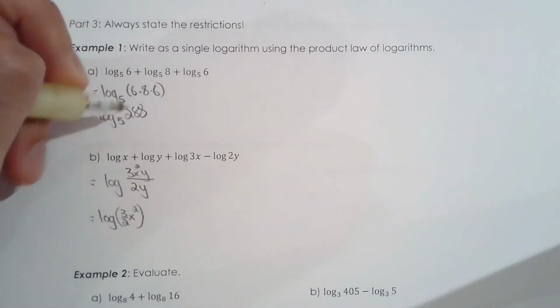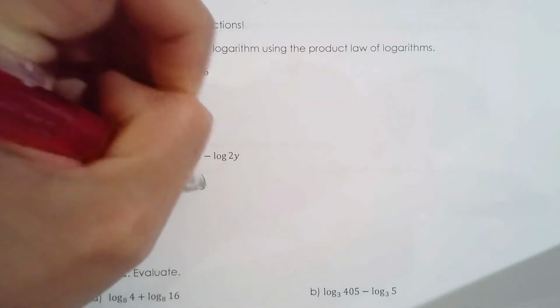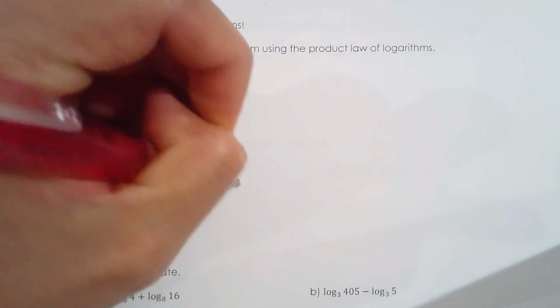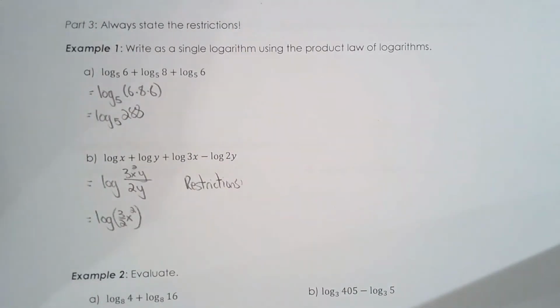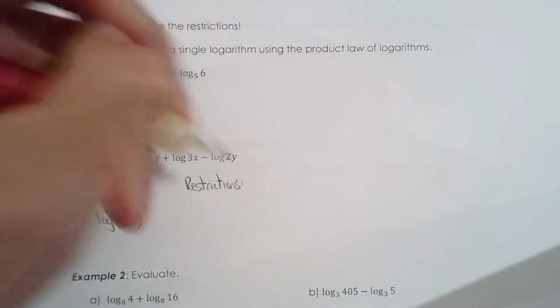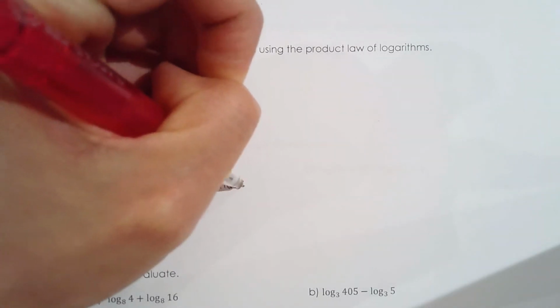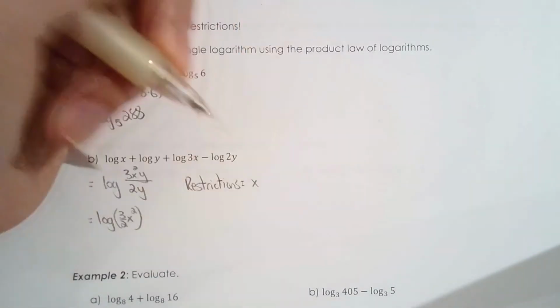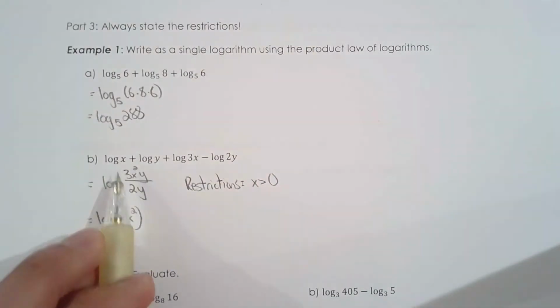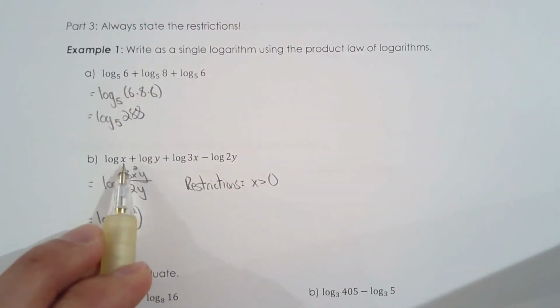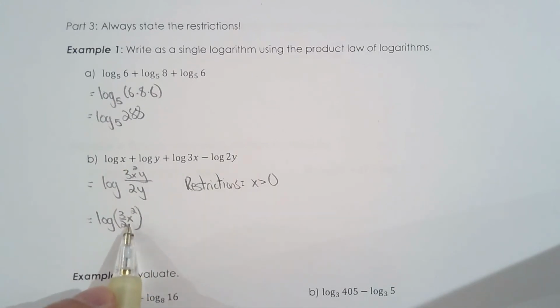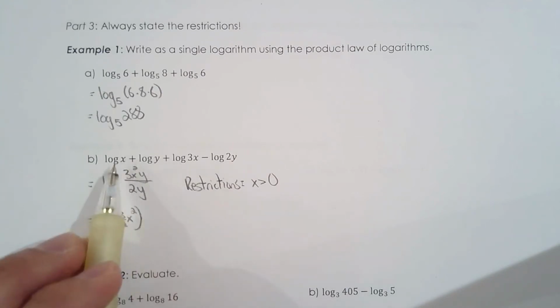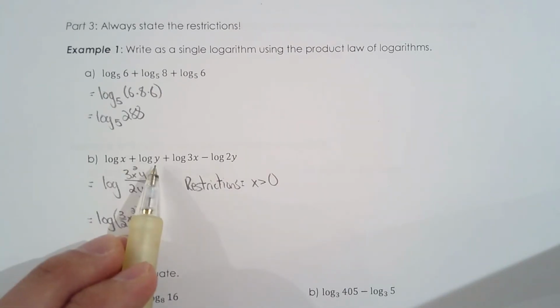Okay, so state restrictions. Because x cannot be anything you want. This logarithmic expression only makes sense if x is greater than 0. Okay, so from here, if you look down here, you can say x could be -6, but if you look at the original expression, x must be greater than 0. And y must be greater than 0 as well.